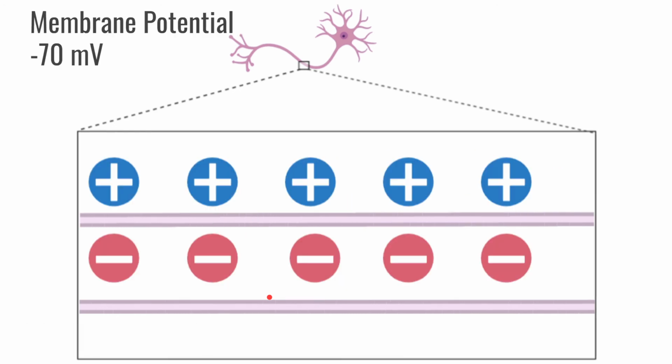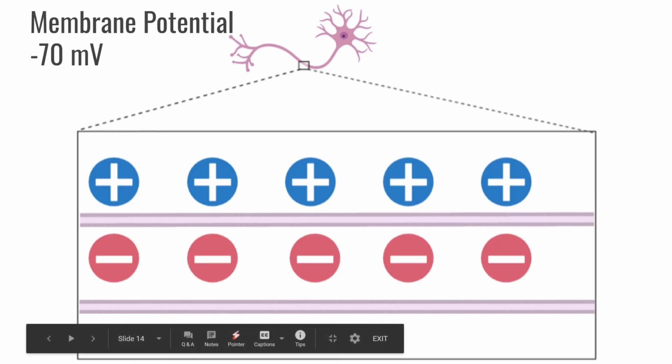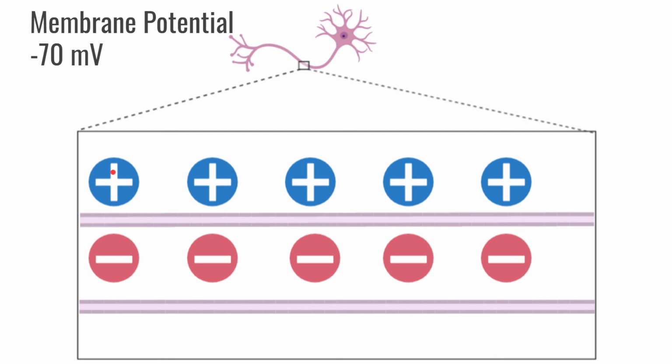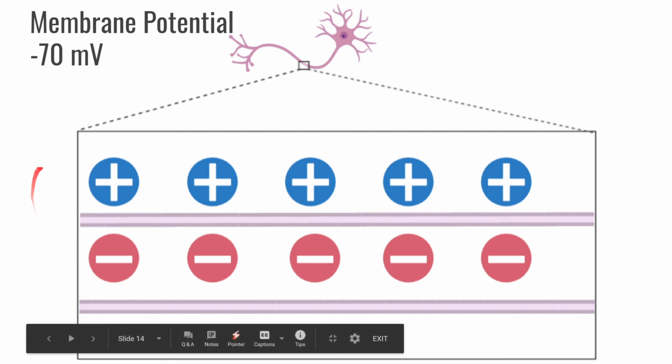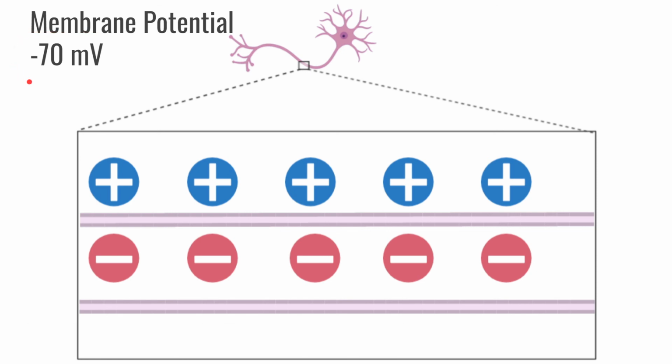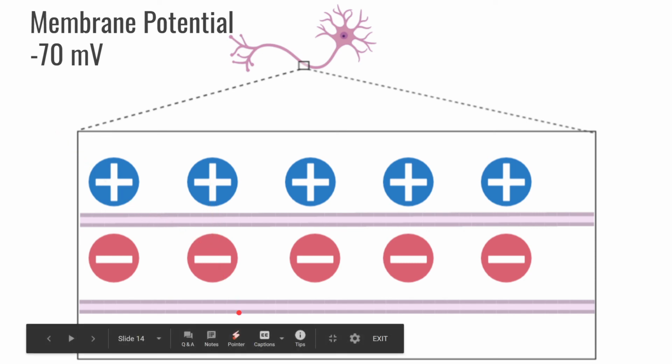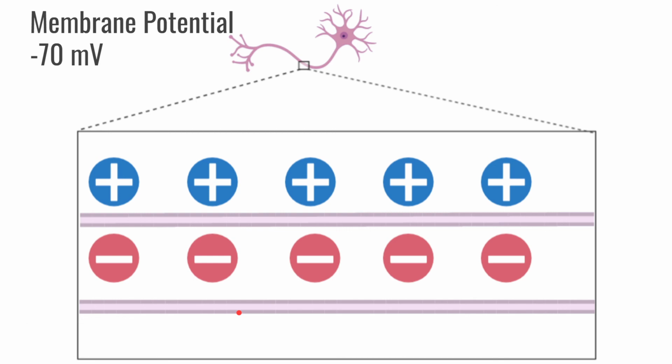Here is a simple way to represent that the inside of a neuron is negative relative to the outside of the neuron. And if we take a voltmeter and measure the inside compared to the outside, we'll find that the difference is 70 millivolts. So resting membrane potential is around negative 70 millivolts. Anytime that we raise or lower that, we can send a signal. But that's going to be our next lesson.